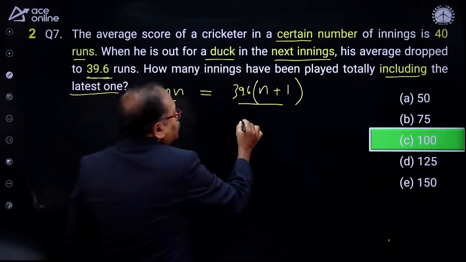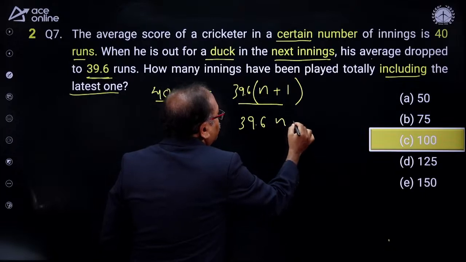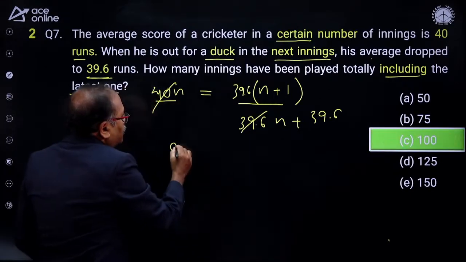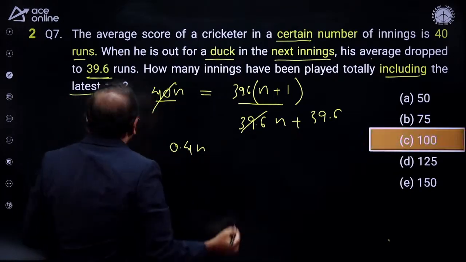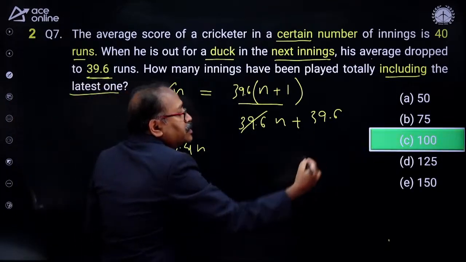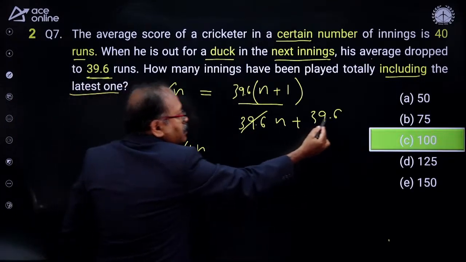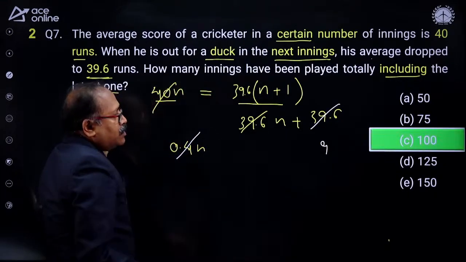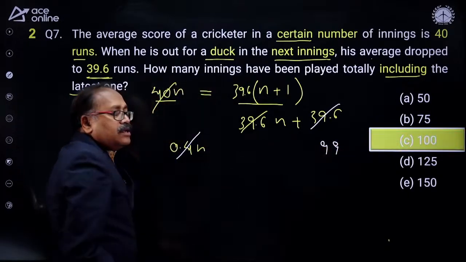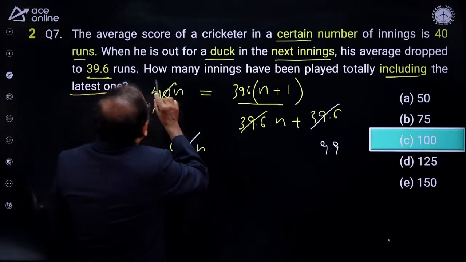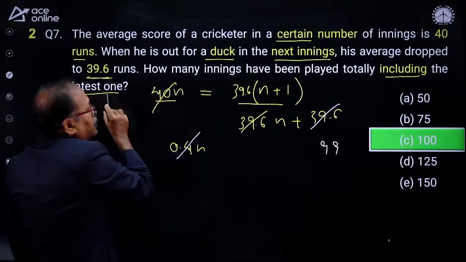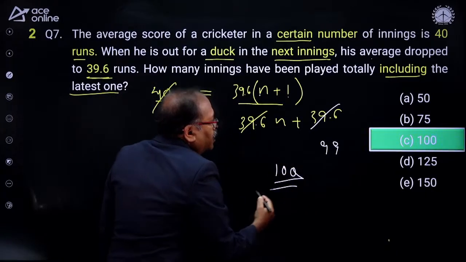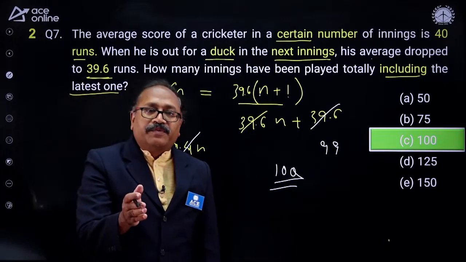So here you clearly see that this is 39.6n plus 39.6. If I cancel these two parts, I get 0.4n, which is equal to 39.6. I am not writing everything in a stereotypic way. After the decimal, one digit, you get the n value here, 9. So 9436 and 9436. So n is equal to 99. You need the count including the latest one. How many played including the latest one? If n is equal to 99, then n plus 1 will obviously be 100. So nicely, within a very reasonable time, you people answered the question.